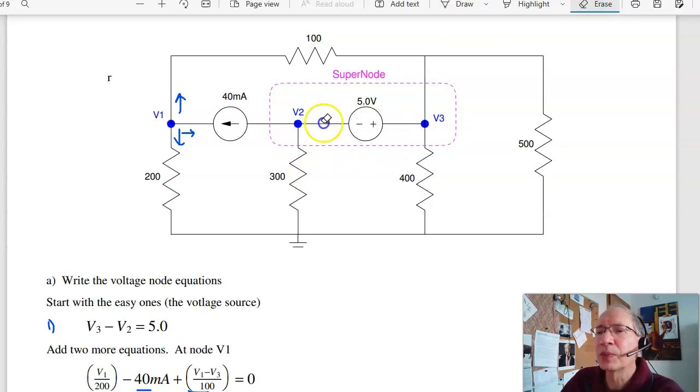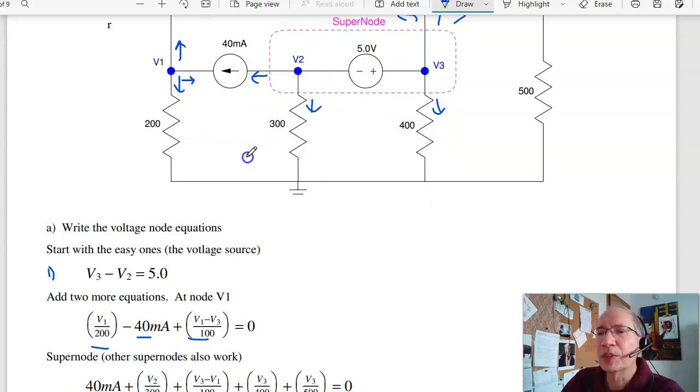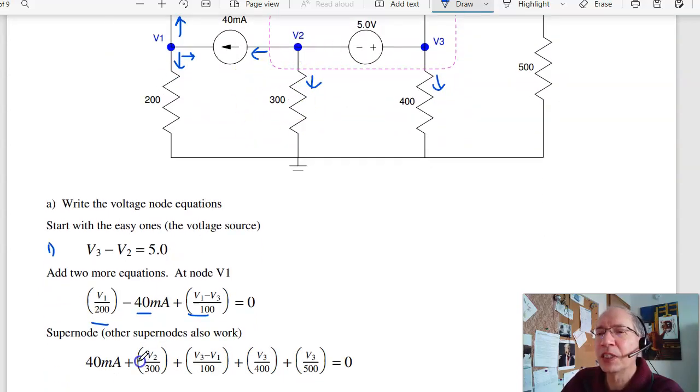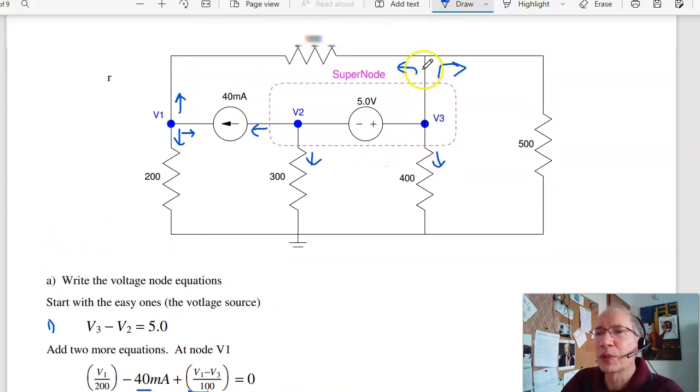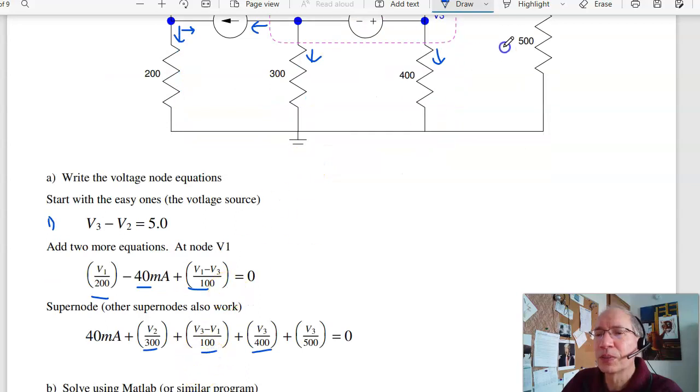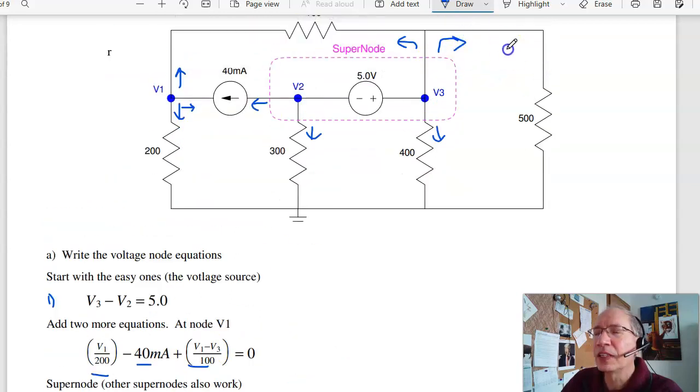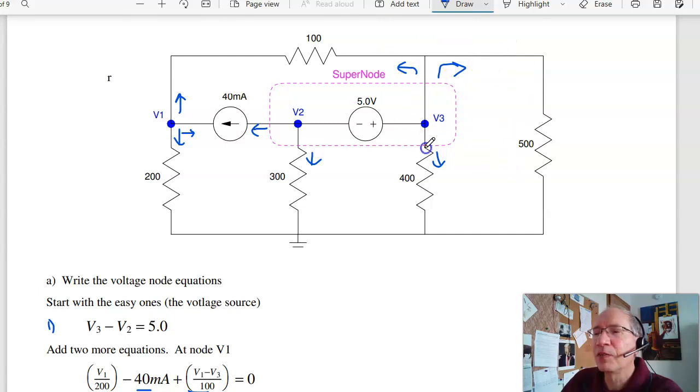So that total current will be the current left, current down, current down, current up and left, current up and right. So it should have 5 terms. Current left is 40 milliamps. Current down is V2 over 300. Current down is V3 over 400. Current left is V3 minus V1 over 100. And current right is V3 over 500.